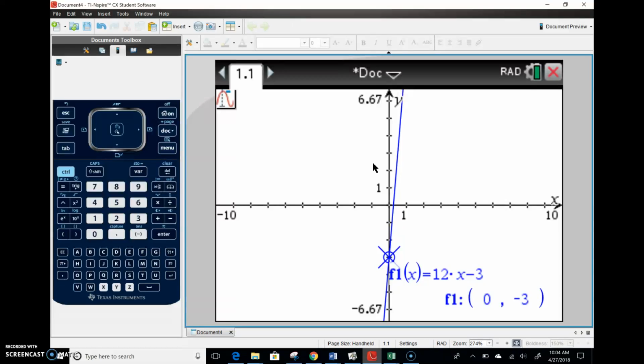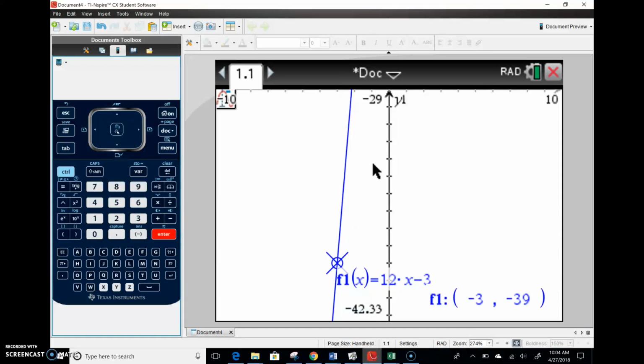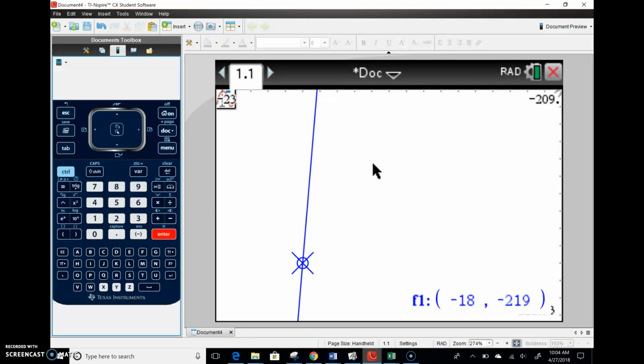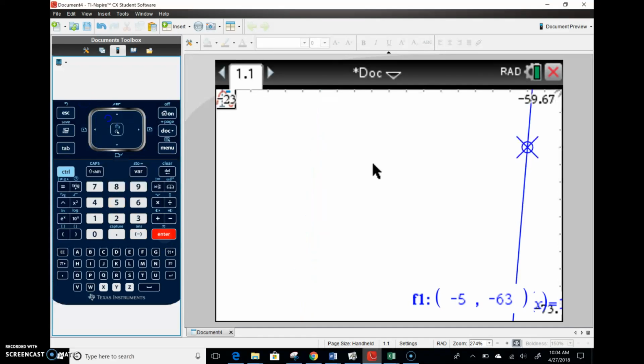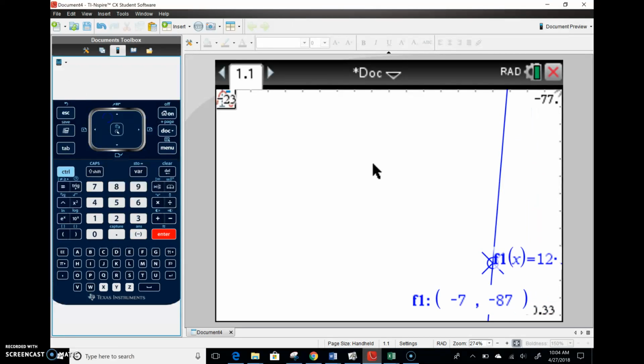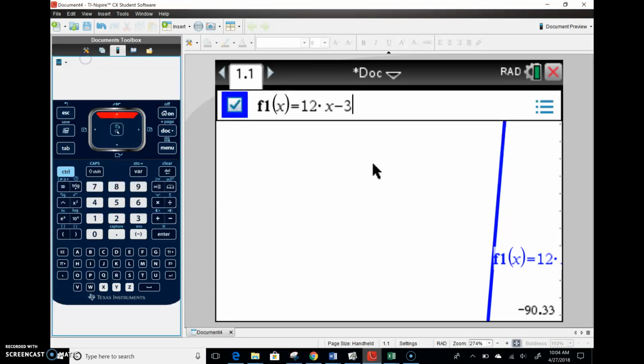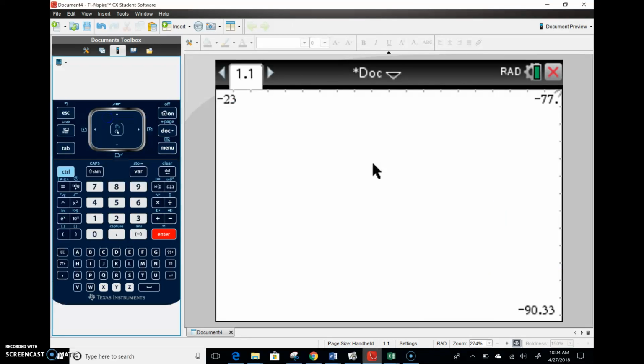Okay, so I'm going to put -3 first. -3, enter. That's wrong. -18, enter. That's wrong. I'm going to go C, -5, enter. That's wrong. -7, enter. Uh-oh. Did I type in something wrong? Let's try this again. Tab. 12 minus 3x. See, Mr. Lee, keep on typing everything in wrong. Enter.